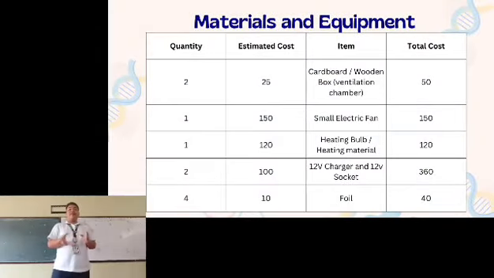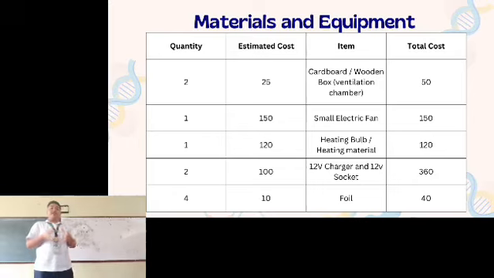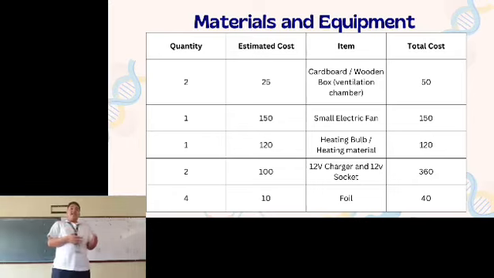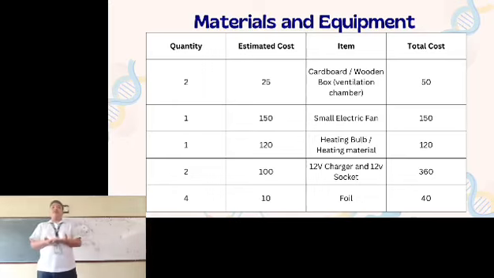These are the materials and equipment that we have used, with their quantity, estimated cost, item, and total cost. The cardboard and wooden box we use as a frame for our product. The small electric fan is used as the inlet for the cold air, the heating bulb heats the cold air, the 12-watt charger powers the fan, and the foil insulates everything inside.